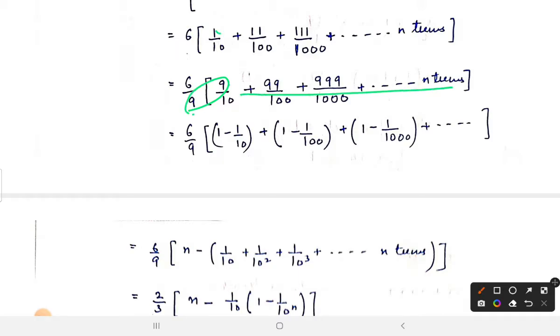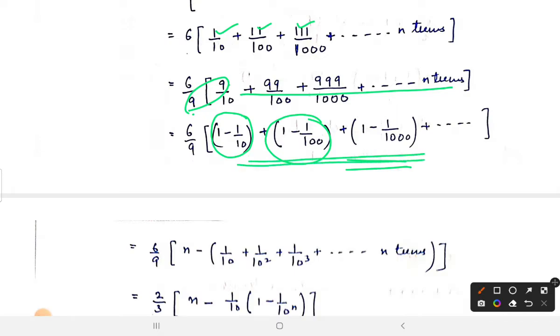So it is 9, 99, 999 up to n terms. Again 9 by 10 can be written as 1 minus 1 by 10. 99 by 100 can be written as 1 minus 1 by 100. And 999 upon 1000 can be written as 1 minus 1 upon 1000. Let us separate out the terms containing 1 upon 10.